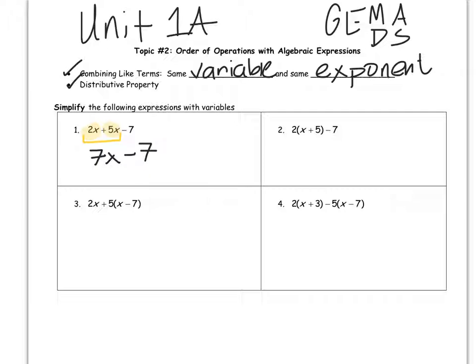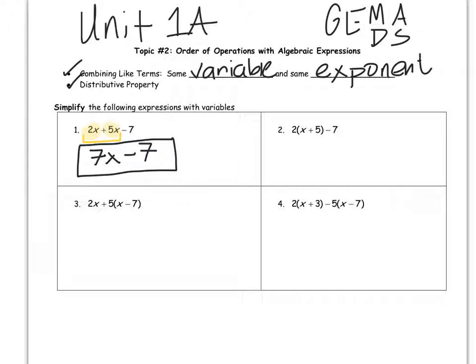Now I'm going to look at these two things. Now this is subtraction, right? And I know that we're supposed to do subtraction, but these are not like terms, since they do not have the same variable. This one has a variable of x, this one has no variable. Since they do not have the same variable, we cannot combine them, and so this is our final answer, 7x minus 7. Alright, so we're going to look at the next one together.